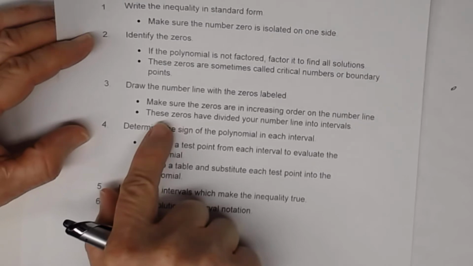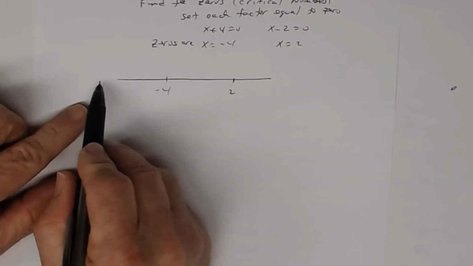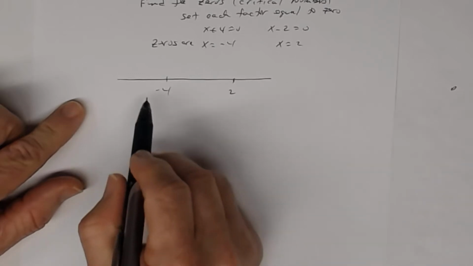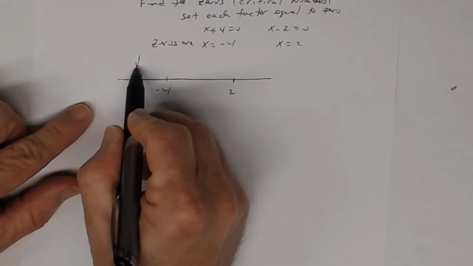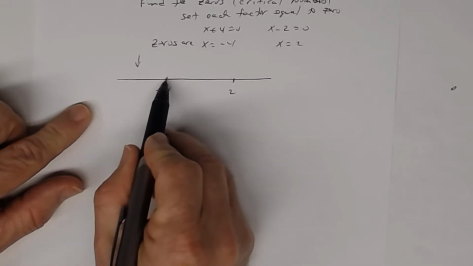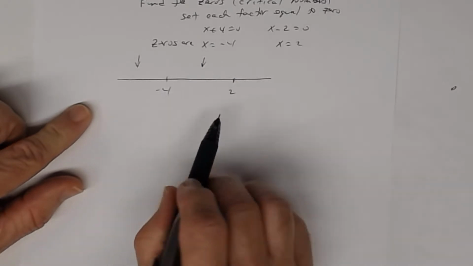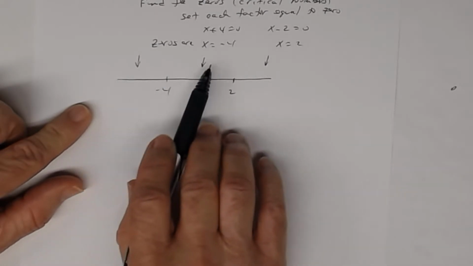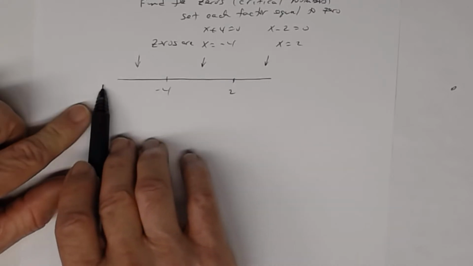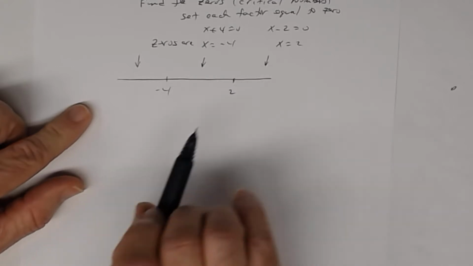Now I want you to notice that these zeros divided the number line into intervals. So you see this number line right here that goes from -infinity to +infinity? I have 2 zeros. So I have this interval. I'm just going to draw it like this. I have this interval from -infinity to -4. And then I have the second interval from -4 to 2. And then I have the third interval from 2 to infinity. So there are 3 intervals: from -infinity to -4, from -4 to 2, and then from 2 to infinity.